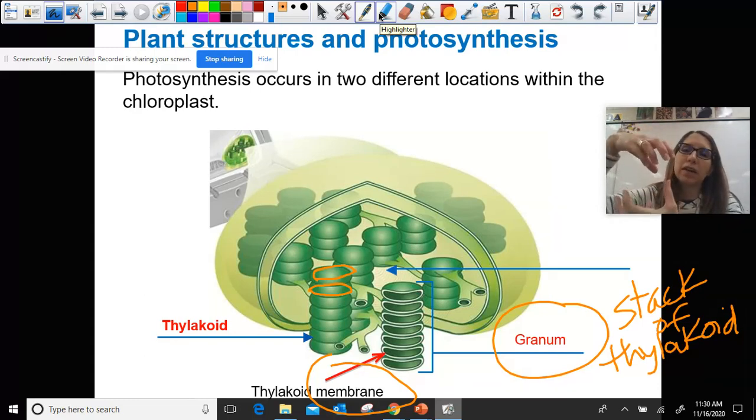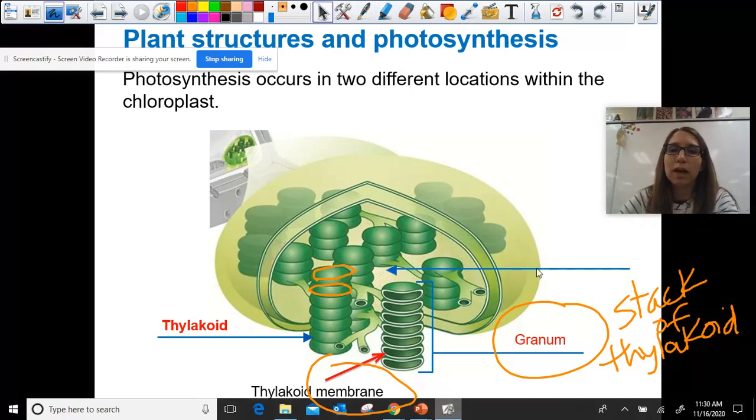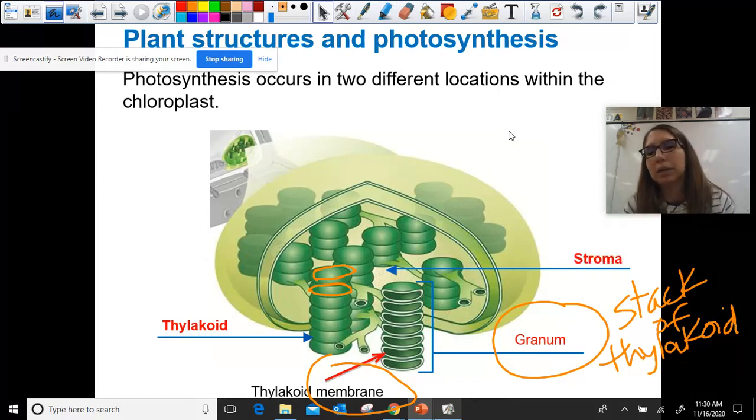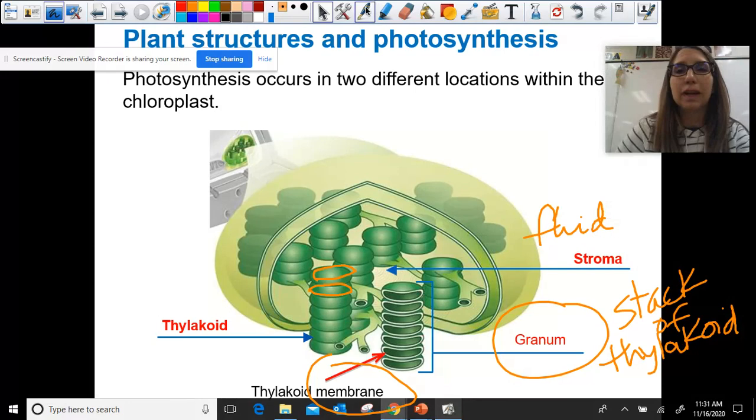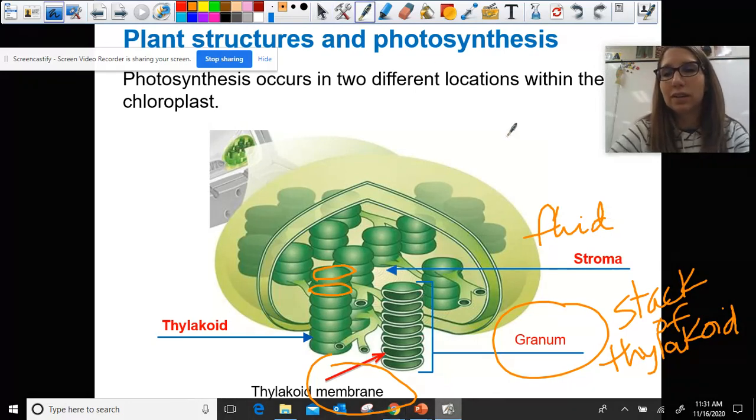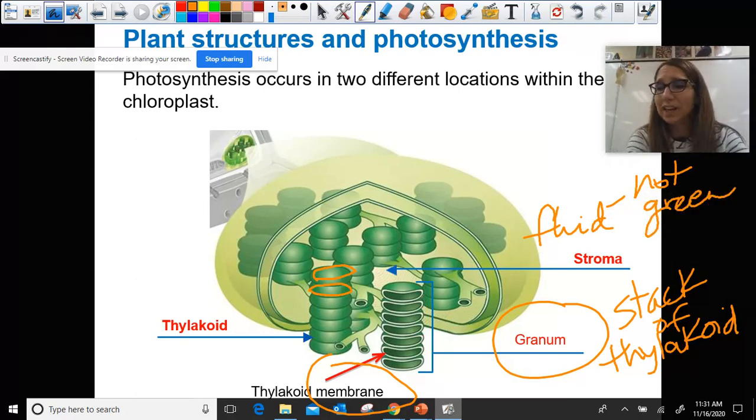And that stack of pancakes is what we call a single granum. If you have multiple stacks, like you see in this image, then I have grana. Okay, so granum or grana mean the same thing. Stroma is the other part of the chloroplast. Stroma is the fluid. You can think about it as the syrup that's surrounding your pancakes, right? This fluid, however, is not green, and the reason why it's not green is because it does not contain any chlorophyll.